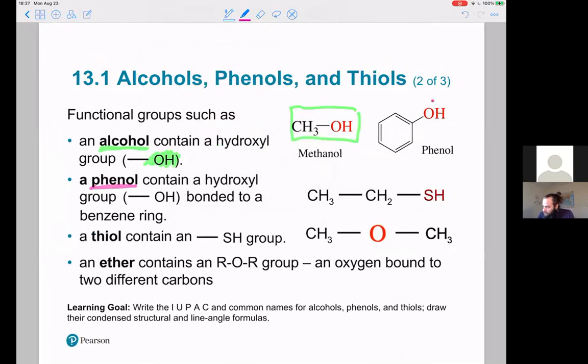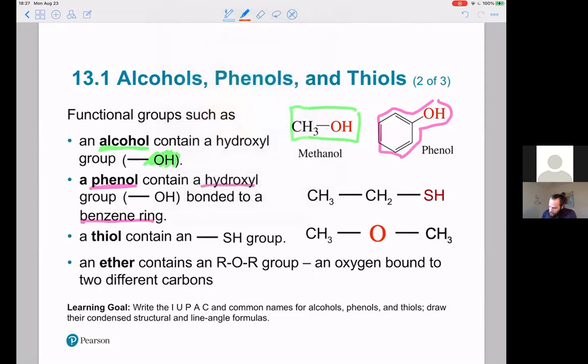Phenols. Phenols are kind of the most complex of the functional groups we're going to learn about here. That is when you have a hydroxyl group, but it's bound to a benzene ring. Okay, so they're kind of like alcohols, but bound to a benzene ring. We put them in a different category than alcohols because they have slightly different properties.